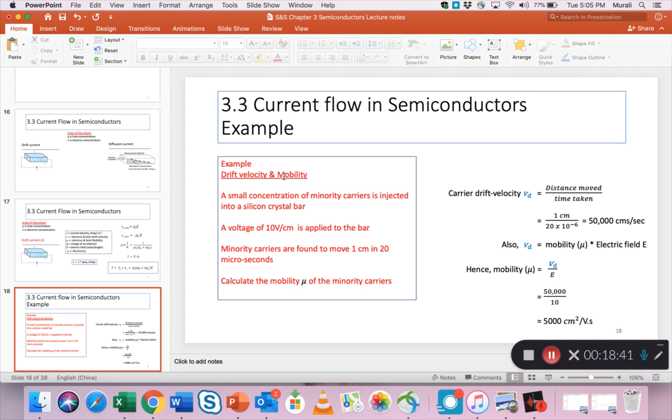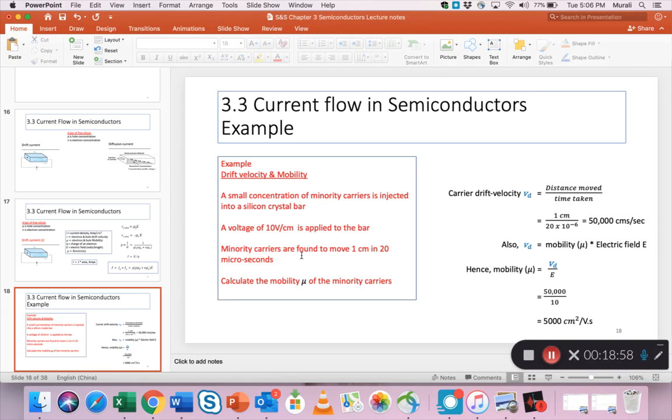This is about drift velocity and mobility, not yet about actually current density. So a small concentration of minority carriers is injected into a silicon crystal bar. A voltage of 10 volts per centimeter is applied to the bar.